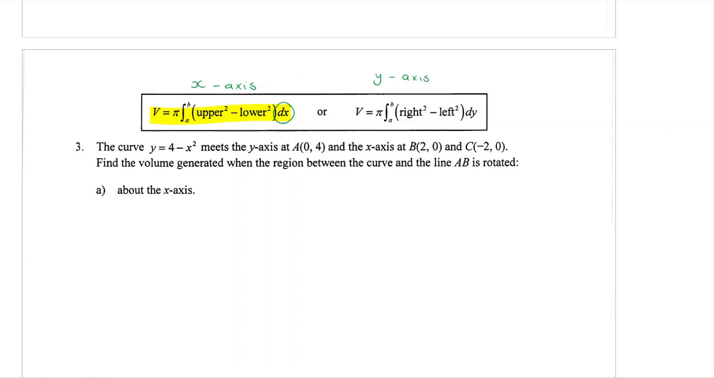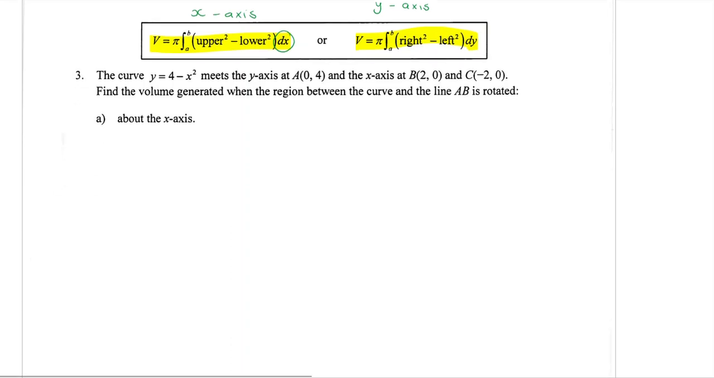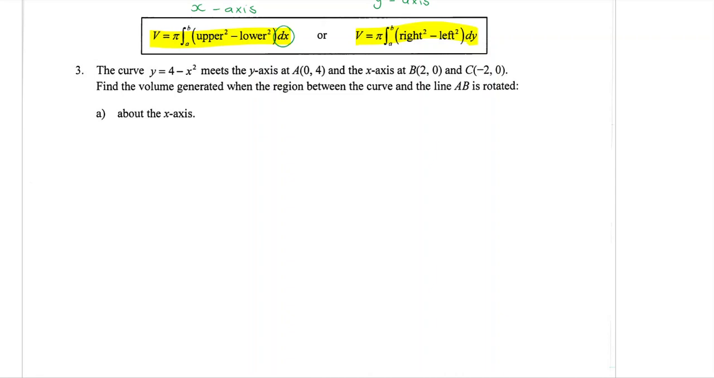And again, you could probably see that with the dy, we're talking about the y-axis. So it's one question, but we're going to do a part A where we take the curve and find the volume to the x-axis, and part B will be finding the volume to the y-axis. So our curve is y equals 4 minus x squared, which hopefully you identify as being a parabola.